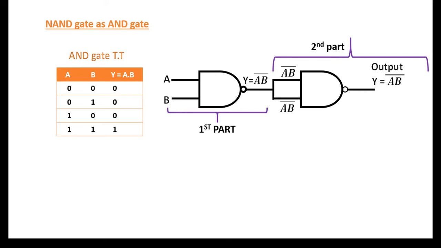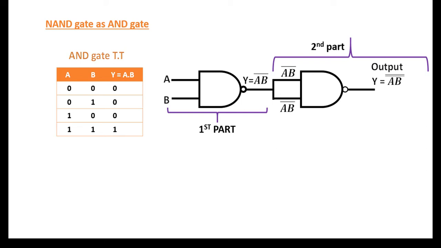input of my second NAND gate is merged into single. So the second NAND gate is acting as NOT gate, because we know that when both the input of NAND gate is merged into a single one, it will act as NOT gate. So this is a NOT gate and it will invert its input. So our input is AB complement and the output will be AB double complement, because second NAND gate is inverting its input and the input is AB complement.